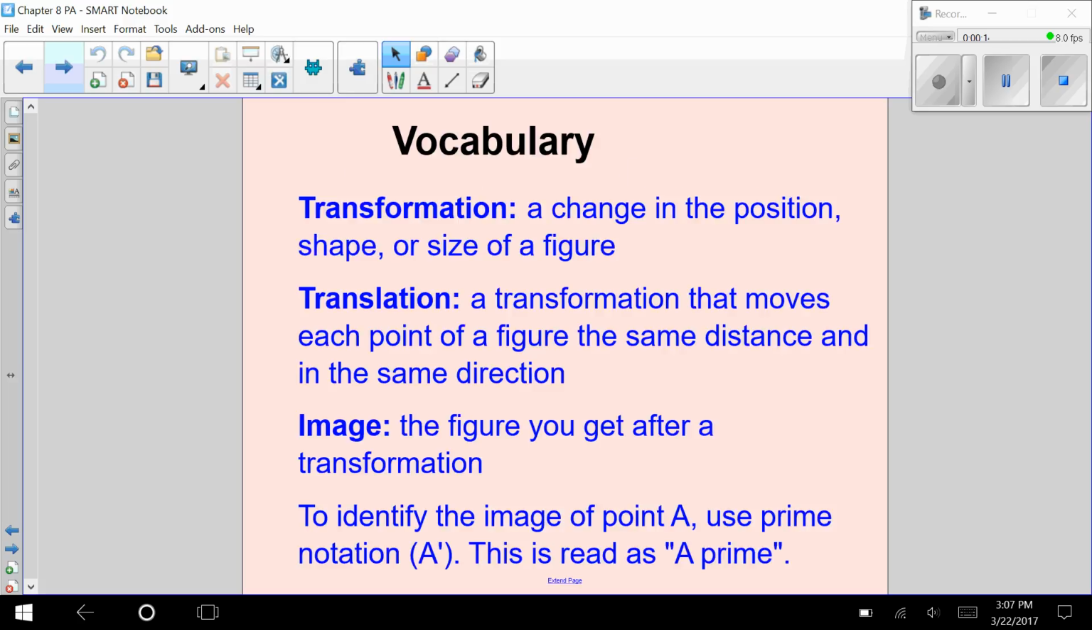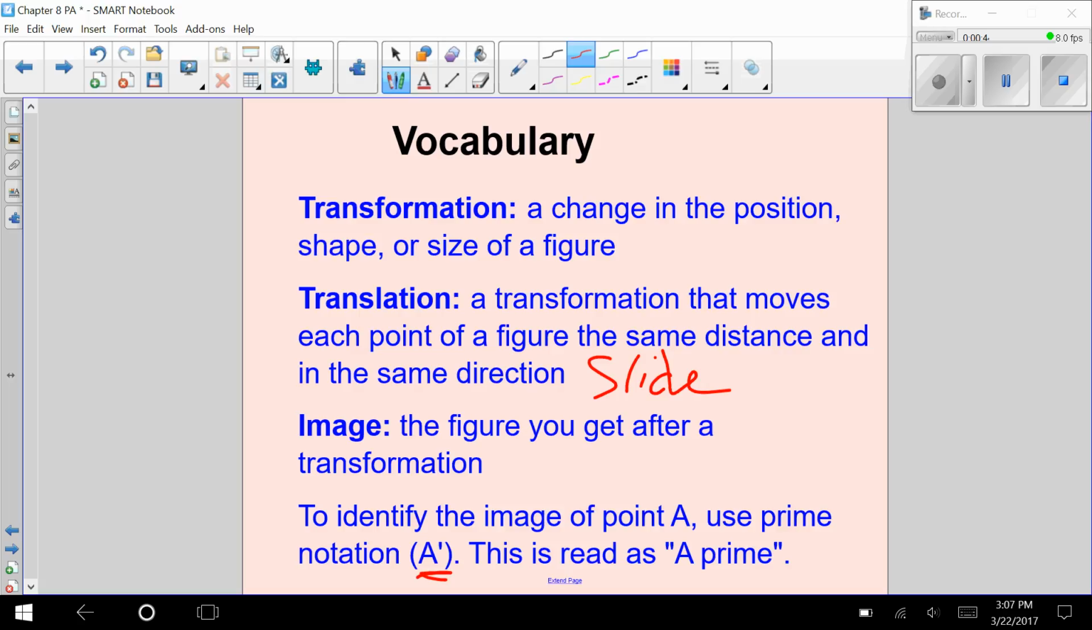Our vocabulary: a transformation is any change in the position, shape, or size of a figure. So any change. A translation is a type of transformation that moves each point of a figure the same distance in the same direction. We take our figure and slide it to a new place. The image is the figure you get after any transformation. To identify the image, we're going to use prime notation. So it's like A with an apostrophe. We read it as A prime.